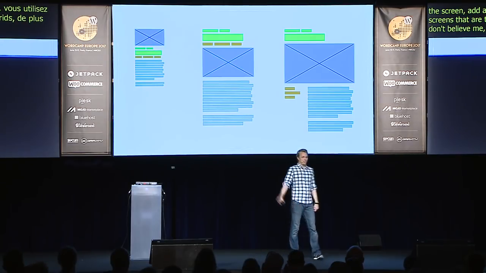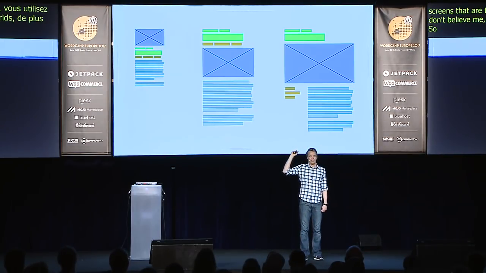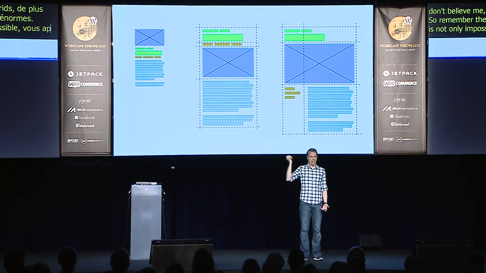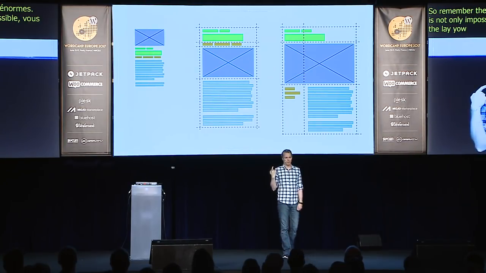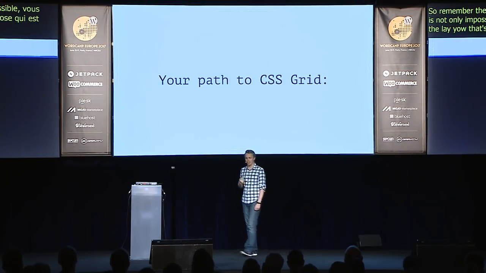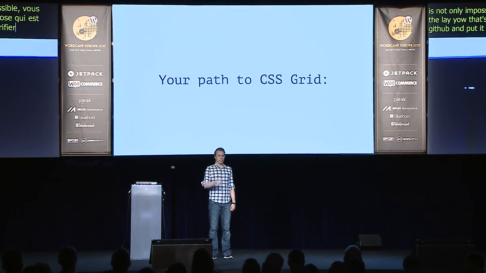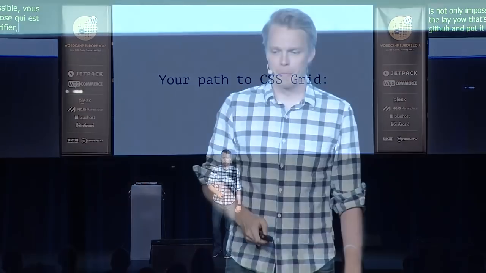So, remember the layout I drew? That was impossible. If you apply grid to it, it's not only impossible, it's something that makes sense and just works. And it's the layout that's in the new theme on my website, and you can go check it out on GitHub and put it on your own site as well. Your path to CSS Grid starts here, today, right now.